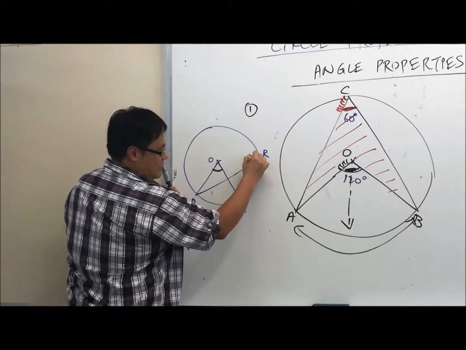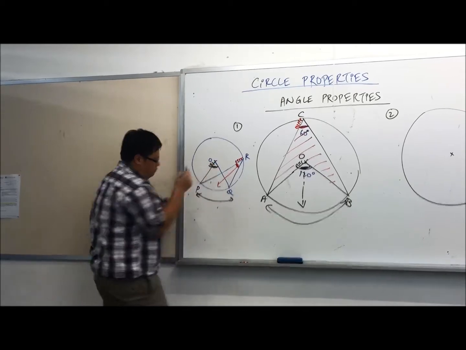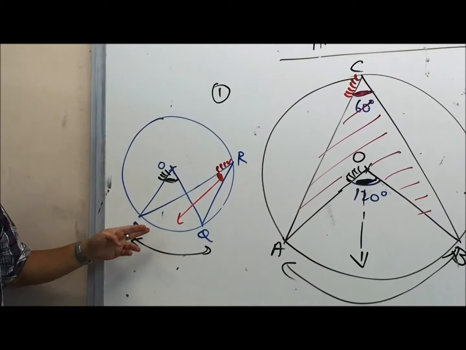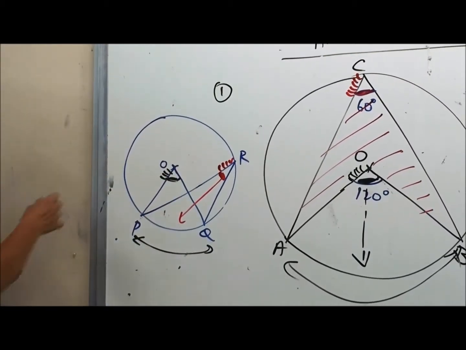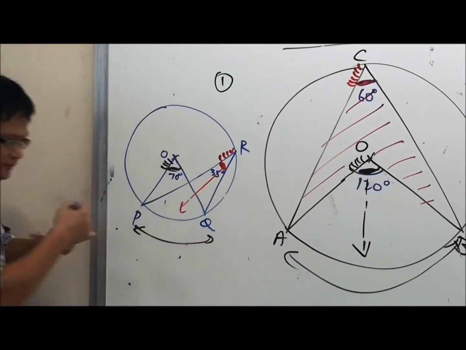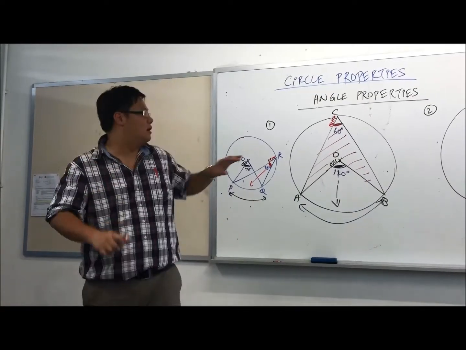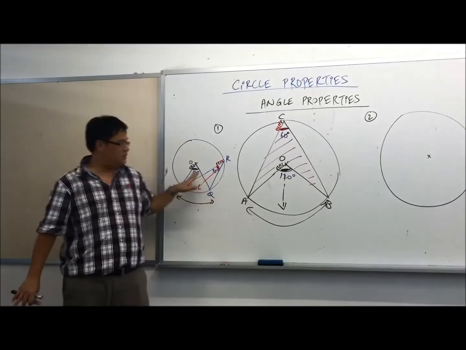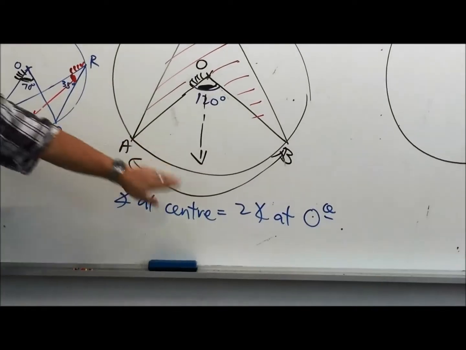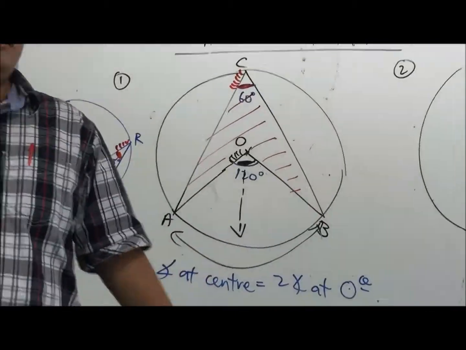So this angle is an eyeball, and both eyeballs are looking at PQ. If this is 70 degrees, then this must be 35. Are we clear with this? So we don't just memorize the arrowhead. This also applies. This property is called angle at center equals twice angle at circumference, or you can say twice angle at arc, ARC. Are we cool with this?